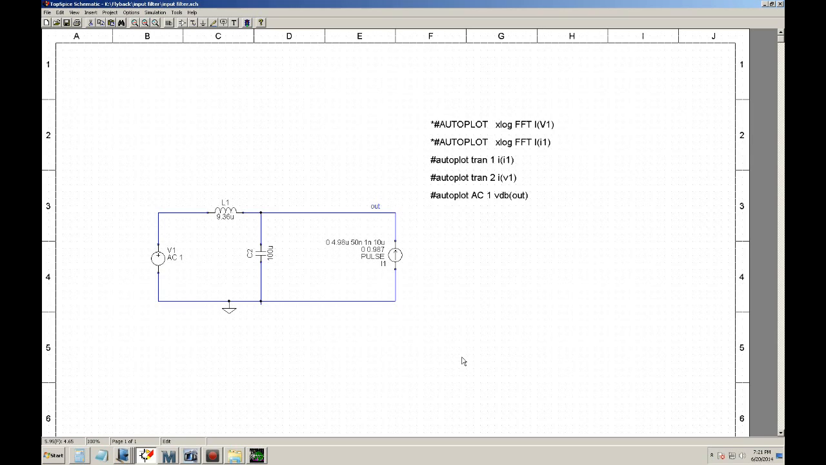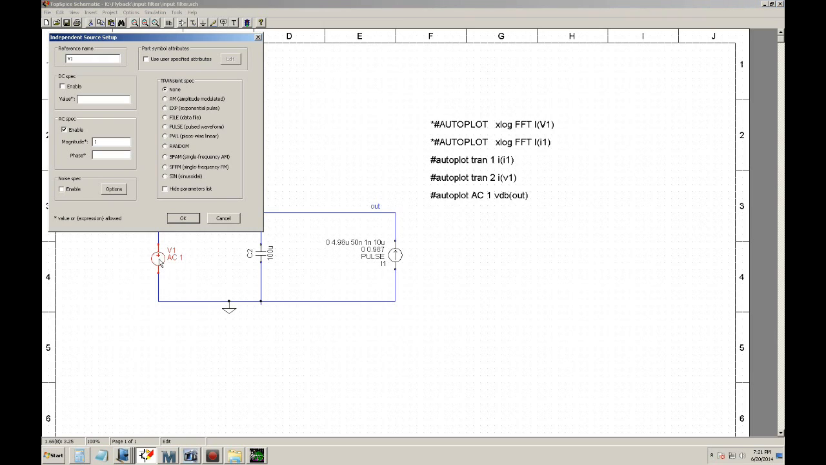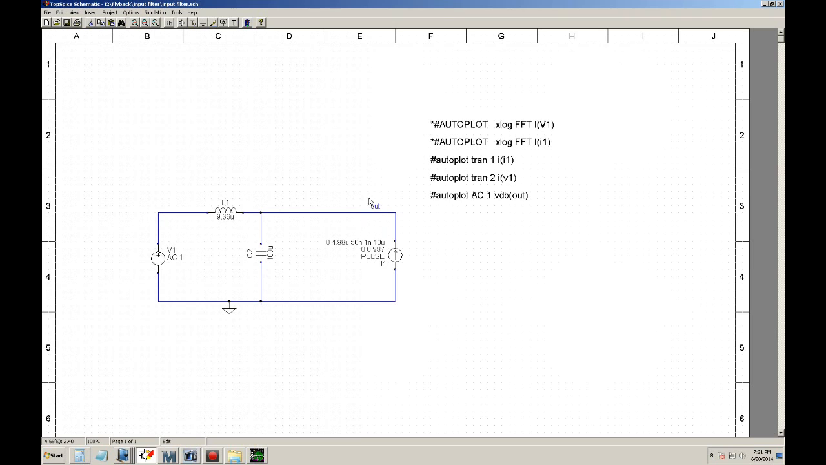Okay, here we have the input filter. It has an inductor of 9.36 microhenries and the capacitor of 100 microfarad. What I'm going to do is plot the AC response, and that is done by setting the input voltage, which is V1, to enable the AC spec, and you put a magnitude of 1. The output would be this node, and to plot you put the pound auto plot AC 1, which means it's the first plot, and it's a VDB out.